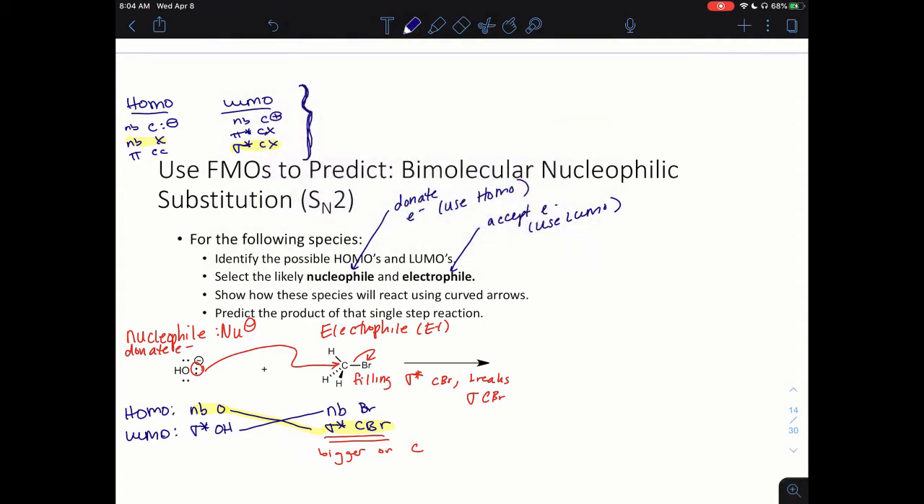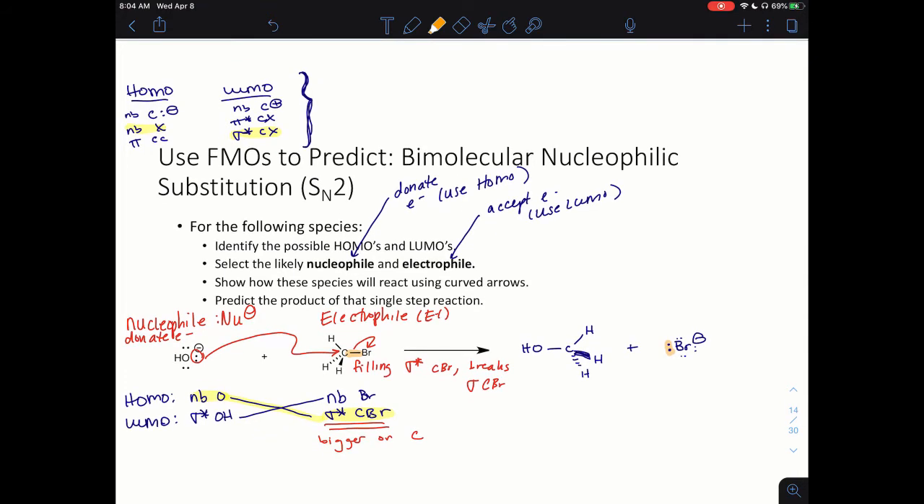Another way to think about this is you can't violate the octet rule. Carbon can only make 4 bonds. And so if you're going to make a 5th one, that's not going to work, so you do need to break one. So we end up with methanol and bromide, where these electrons and the CBr bond are here on bromide. Excellent. So we know nothing about this, and we were able to predict this reaction between these two species, at least the first elementary step, just by using HOMO-LUMO analysis. Good job.